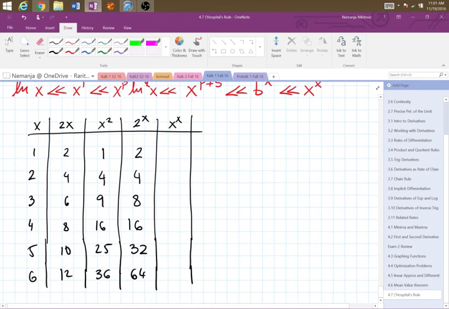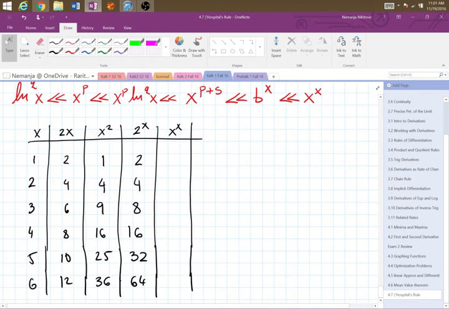Right? So it's kind of struggling to keep up with x squared. And then right after the 4, look at that, 25, 32, and then 36, 64. And then x to the x just blows everything out of the water. You have 1 to the 1 is 1, 2 squared is 4, 3 cubed is 27, 4 to the 4, that's 16, yeah, 256. 256 on the 4th entry, look at that.